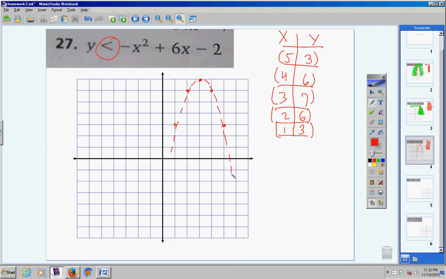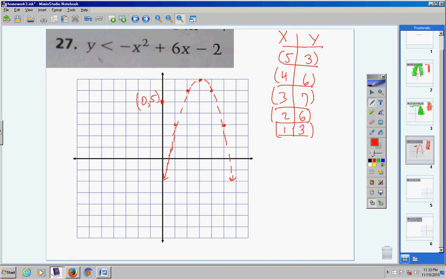Now, I'm going to draw my dotted parabola. And again, guys, this is really close to 0, 0. I just don't feel comfortable using 0, 0. 0, 0 might lie on the outside. It might lie on the inside. So I'm going to pick a point I know for sure lies on the outside. 0, 5. Okay, there it is.